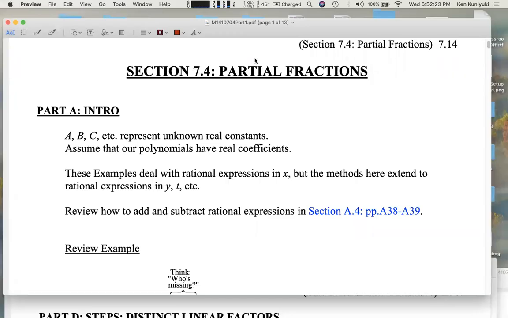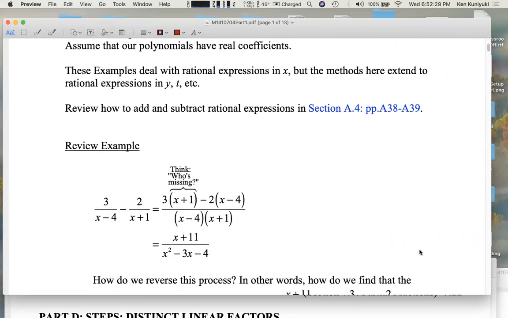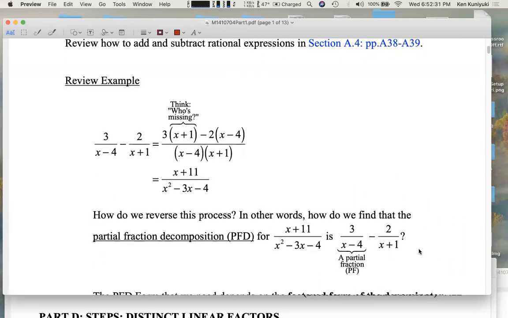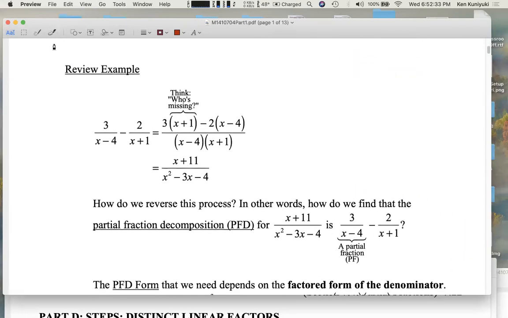Hi everyone, we're continuing with section 7.4 on partial fractions. So at the beginning, we reviewed an old school algebra example. Subtract these two rational expressions, 3 over x minus 4 minus 2 over x plus 1, get a common denominator, and you end up with this big ugly fraction over here.